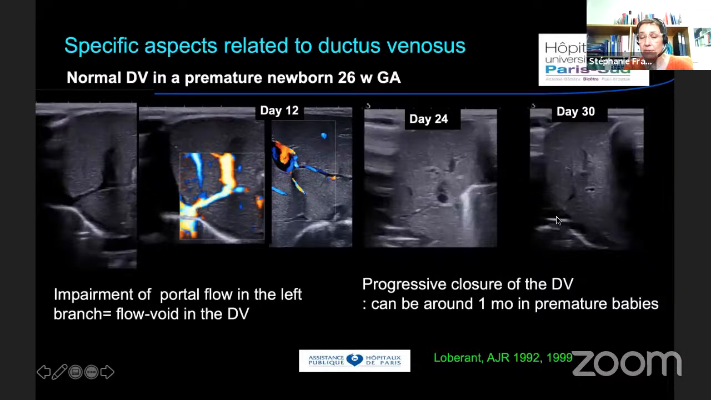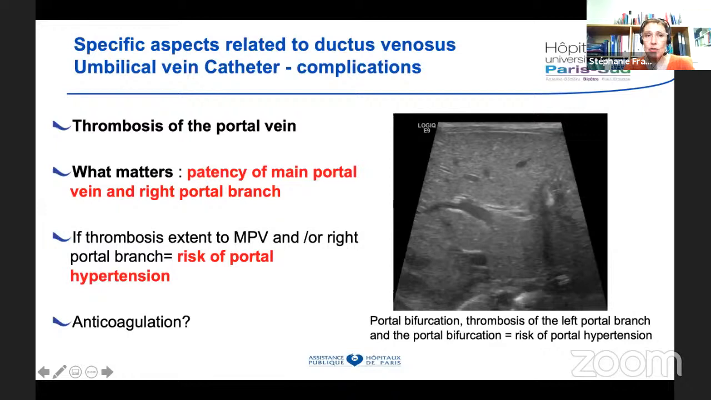As you know, the ductus venosus is used when you place an umbilical vein catheter because it's the way the catheter will reach the heart. However, in some instances, it may be in the wrong place, and this is a predisposing factor to have thrombosis of the portal vein.